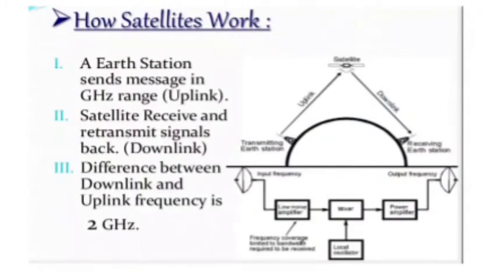Has anyone thought about how a satellite works? An Earth station sends a message in the GHz range to the uplink, a translating Earth station, and the receiving Earth stations are on the Earth. The satellite receives the transmitted signals and retransmits them back on the downlink. The difference between the downlink and the uplink frequencies is 2 GHz, using local oscillators and a mixer, a low noise amplifier and a power amplifier connected to the input and output frequencies of the satellite.